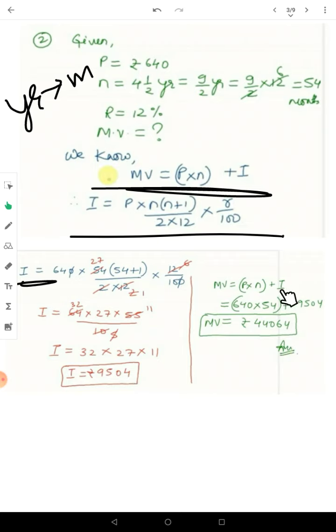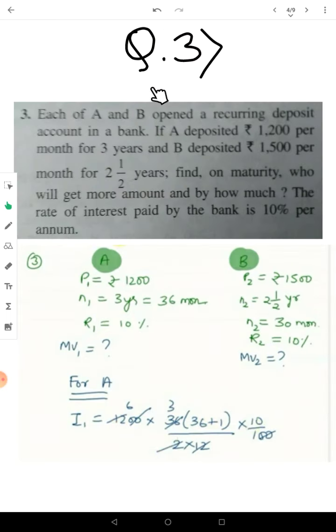Now maturity value we know. So P into N plus I. Principal is 640. N means time. Time is 54. We have converted years into months. So 54 months. Just write it here. Plus 9,504. We found out interest. After doing this, you will get 44,064 rupees. Just multiply it and add it, you will get 44,064 rupees. Done with this question.